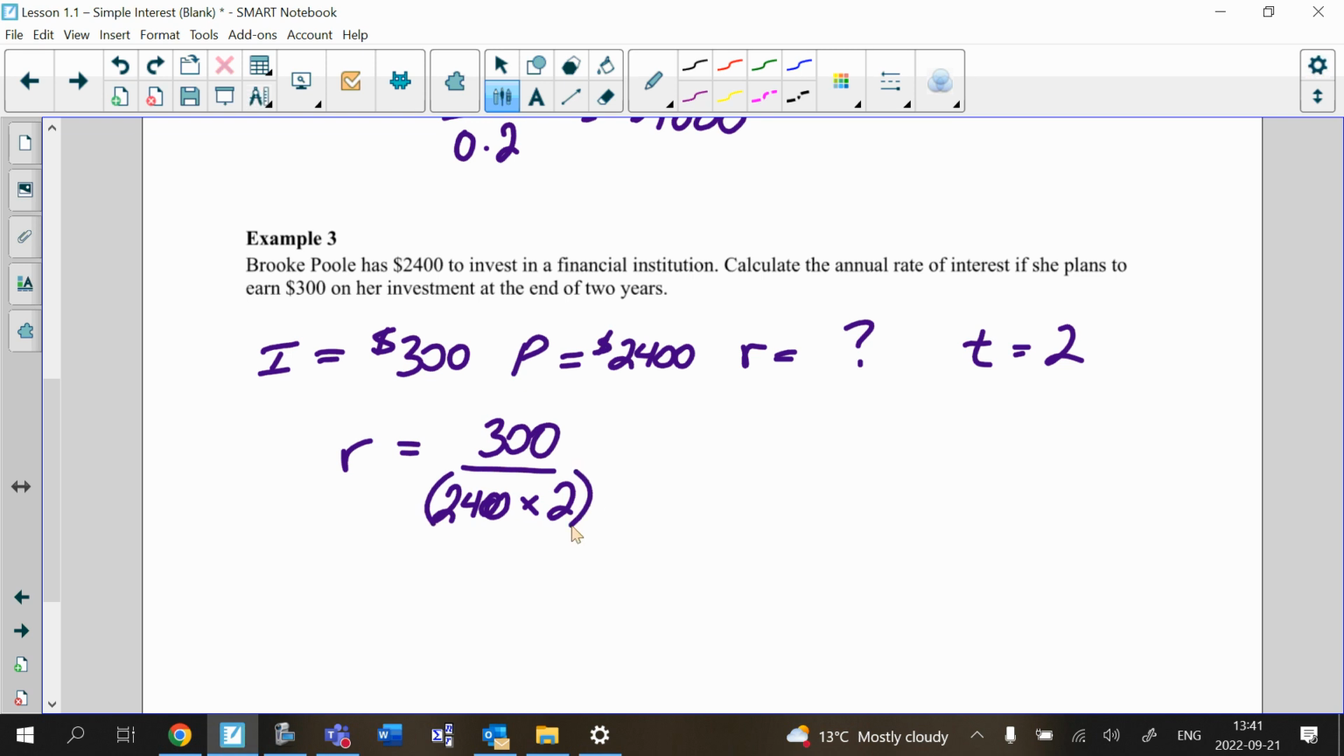But remember, the rate of interest should be in percent. How do I change? Remember, how do I go from percent to decimal? I go back 2 decimal places. How do I go from decimal to percent? Go forward 2. So 0.0625 would be the same as 6.25%. I'm going to add that at the end of this, just to remind you.